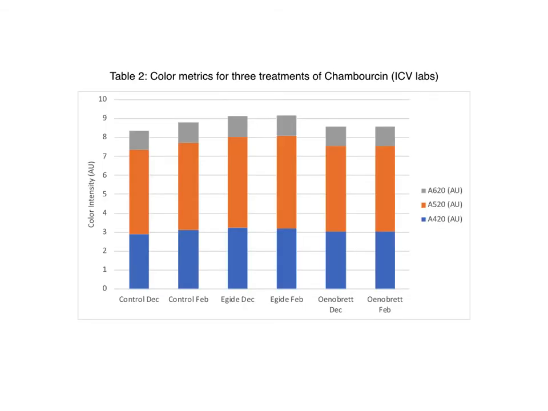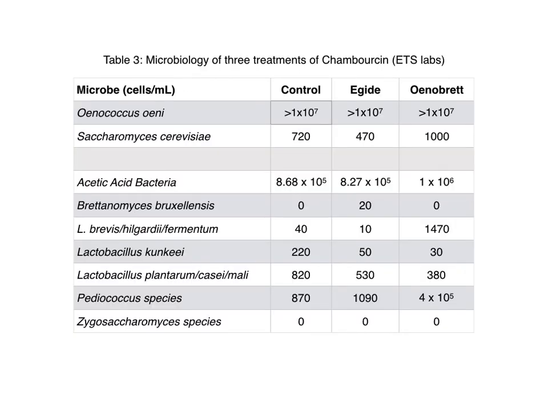So we did take color numbers because that's just part of what our normal chemistry gives us, and again, we don't see any differences there, and we wouldn't expect to see any differences. Again, the only reason we would probably expect to see color differences would be, for example, if we had differences in SO2, and in this case, they all got the same SO2. And then when we look at microbiology, again, we don't really see big differences, and we certainly don't see the aged or the enobret decreasing the amount of microbes that we see in the control.